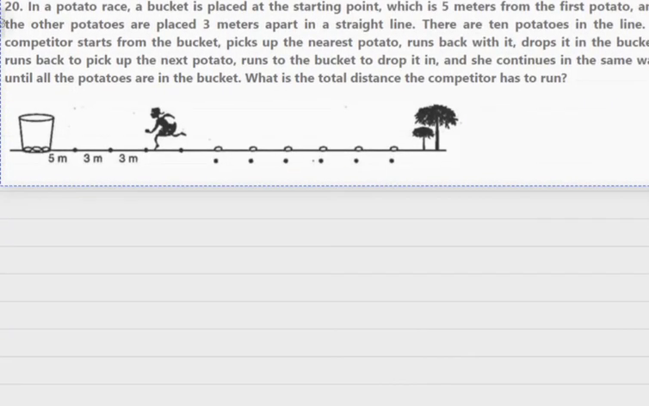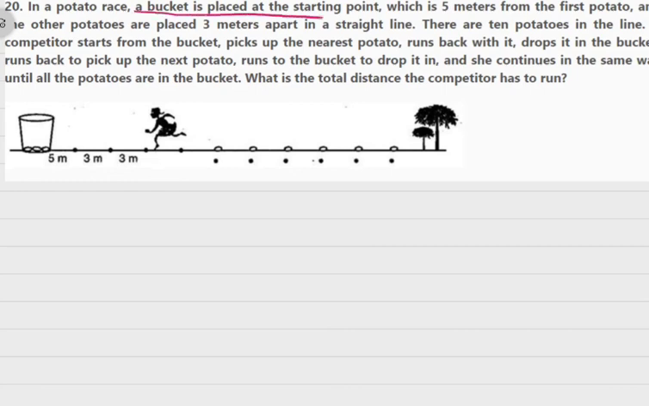Last question, question number 20. Now in a potato race, a bucket is placed at the starting point. See here in the figure, you can see a bucket is placed at the starting point. It is at the beginning point.